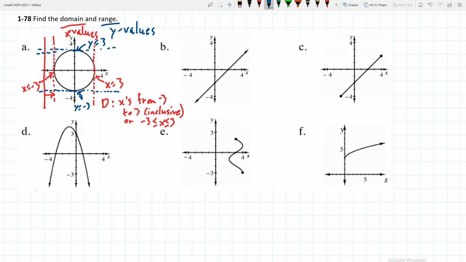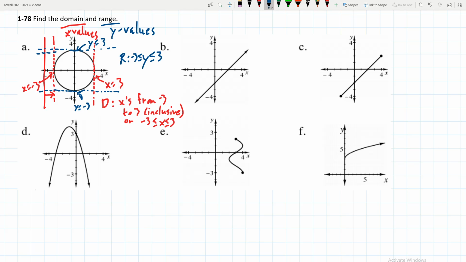And if you can see, this looks like a circle centered at the origin, so it kind of makes sense that its domain and range are pretty much the same thing. And so for my range here, I'm going to say my y values are greater than or equal to -3, and then less than or equal to +3.